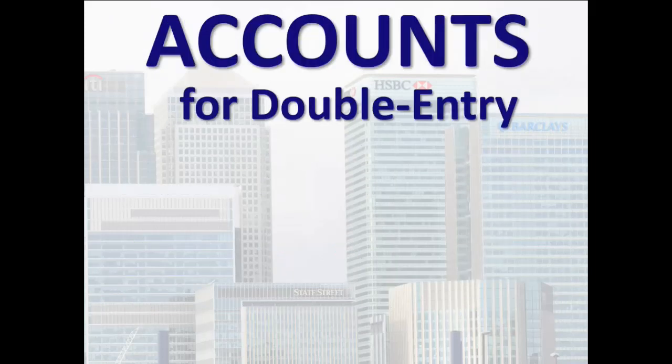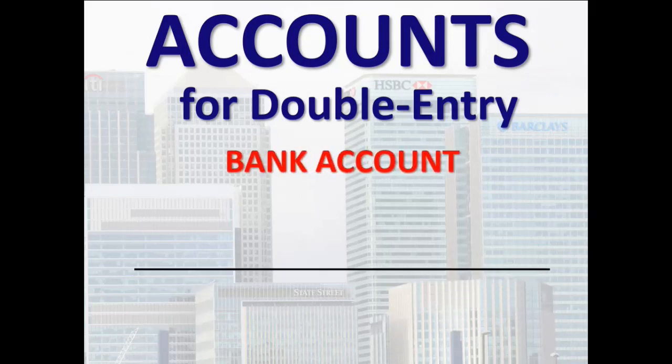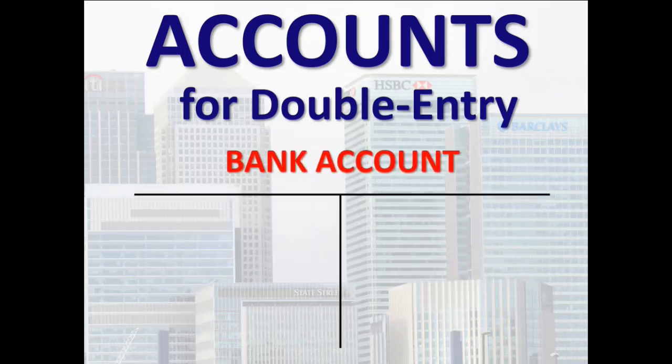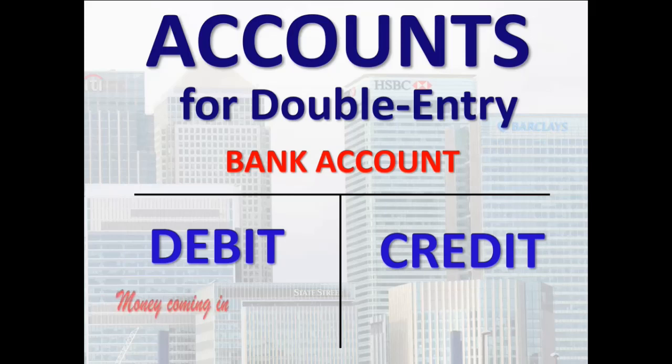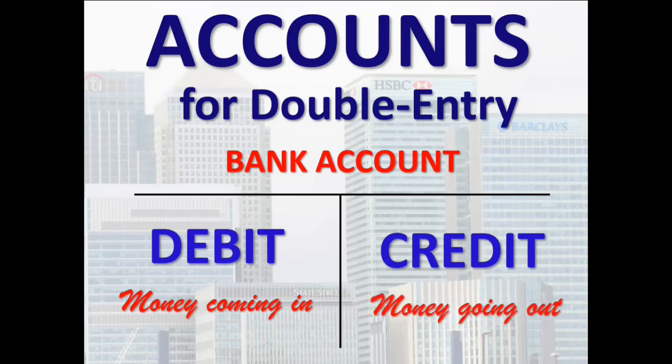Okay, let's look at the T account. We said that a T account is a ledger account, and it's T-shaped. If you were preparing a T account for a bank account, the left-hand side is debit, and the right-hand side is credit. On the debit side, that's money coming in, and on the credit side is money going out. In our T account, when we deposit money, it should be debited, and when we withdraw money, it should be credited.